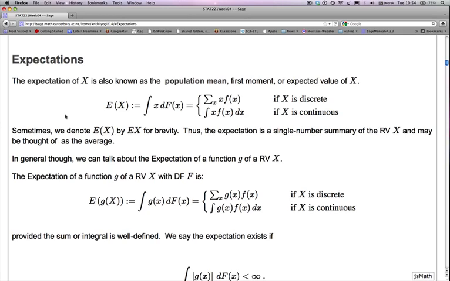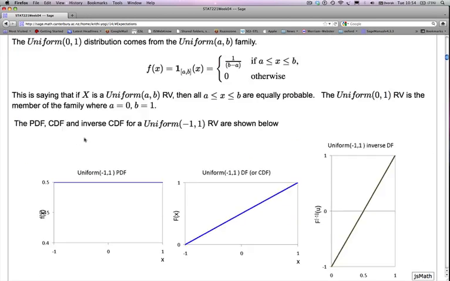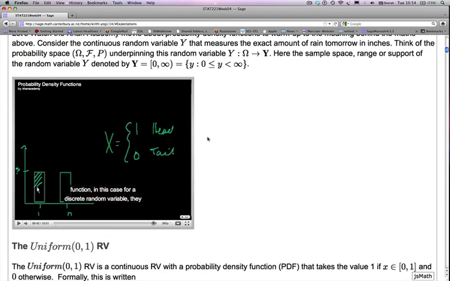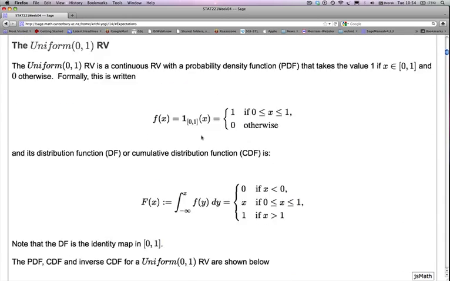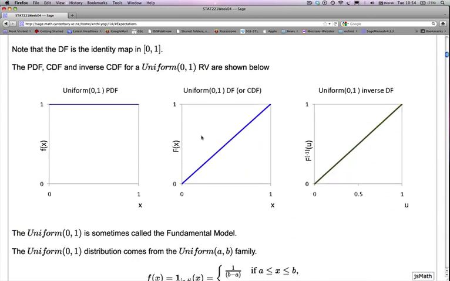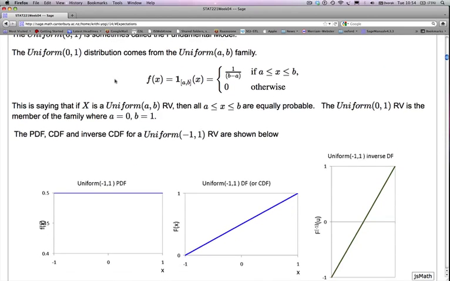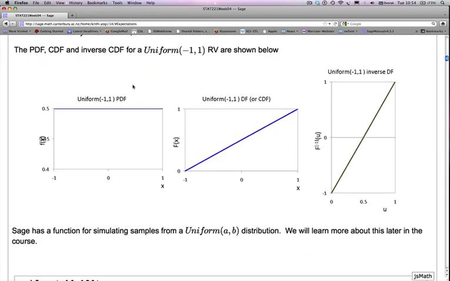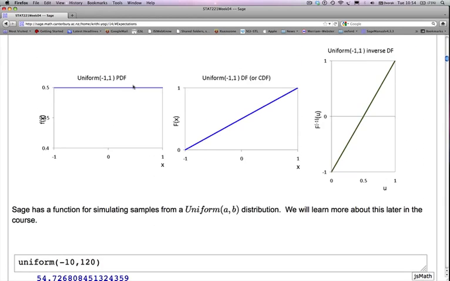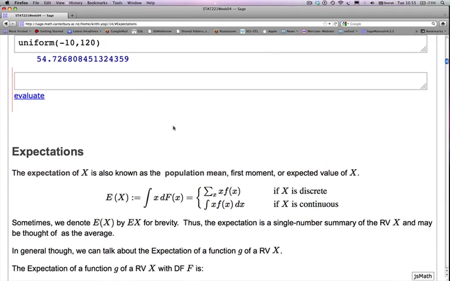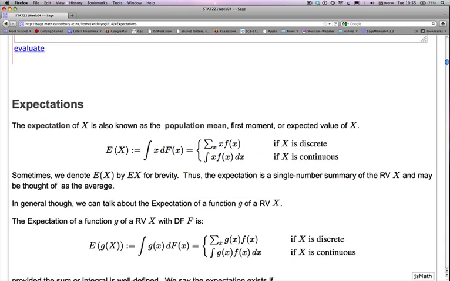We just looked at continuous random variables, the definition of a probability density function, and you were encouraged to look at a video from Khan Academy on the random variable y, which is measuring the exact amount of rain tomorrow in inches, to get into the field for continuous random variables. And we finished off last lecture with a look at the uniform 0-1 random variable, or the fundamental model, and the AB parametric family of uniform AB random variables that are uniformly distributed within an interval a comma b.